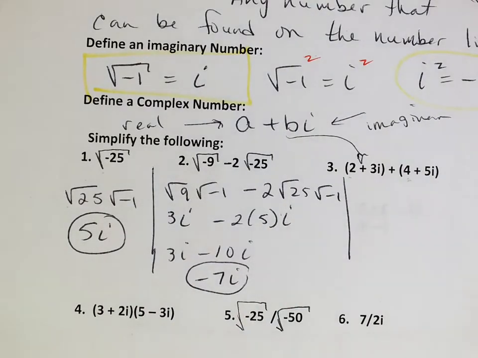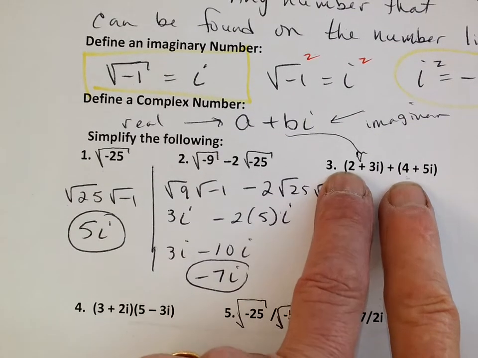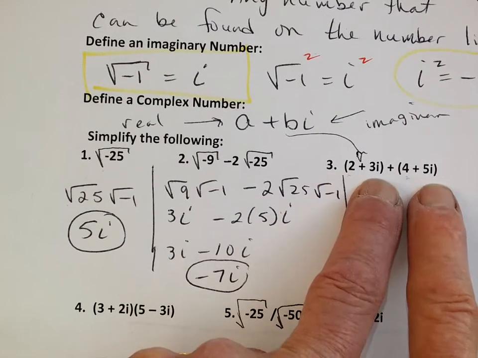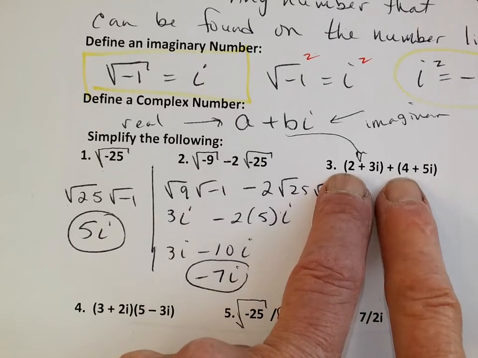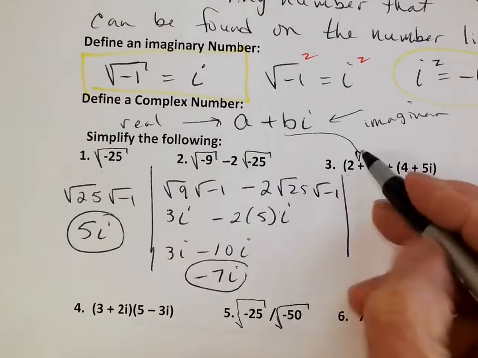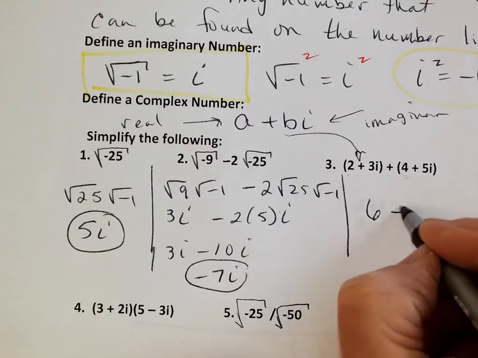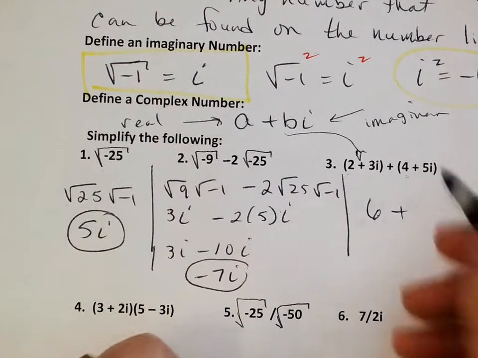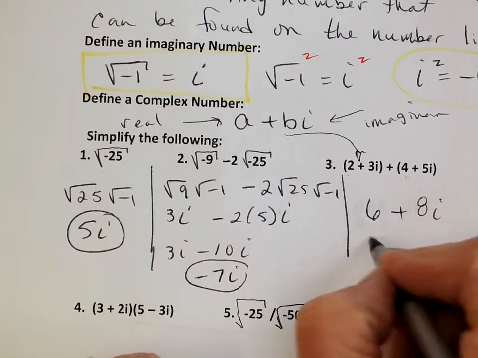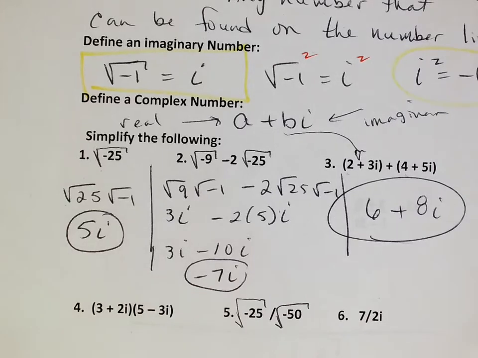They're not even complex numbers yet. But if we take a look at number 3, that's a complex number. So we add reals with reals, imaginaries with imaginaries. It's that easy. Reals with reals, 4 plus 2 is 6. Plus 3i plus 5i is 8i. Boom. Done. Simple.